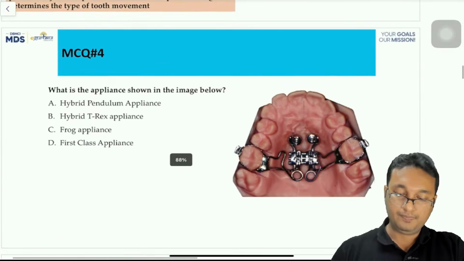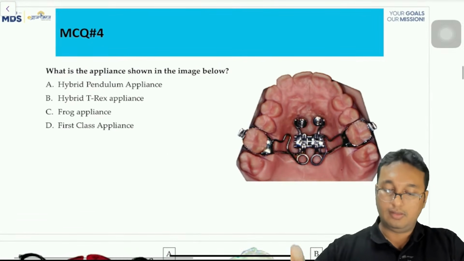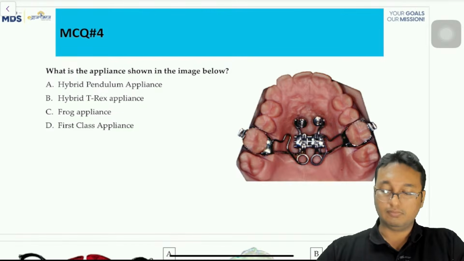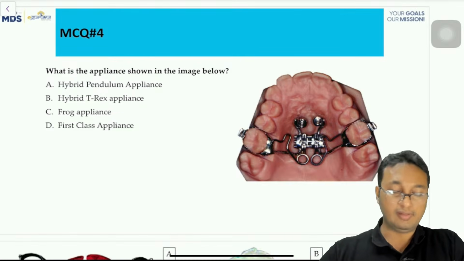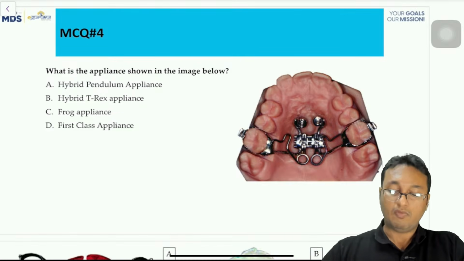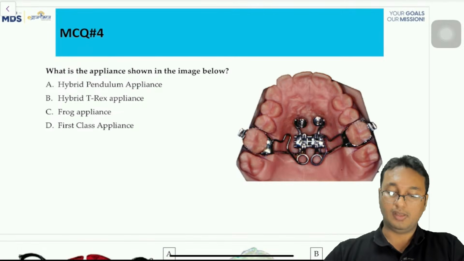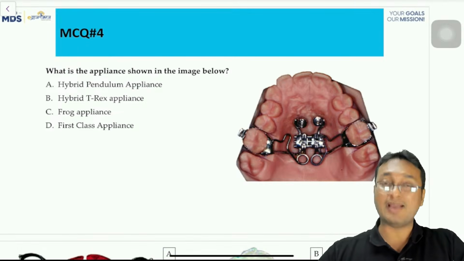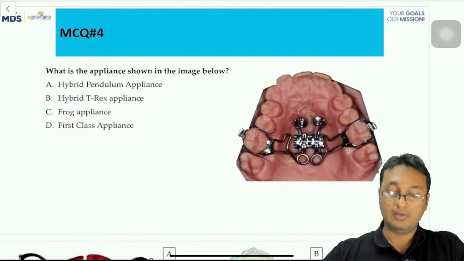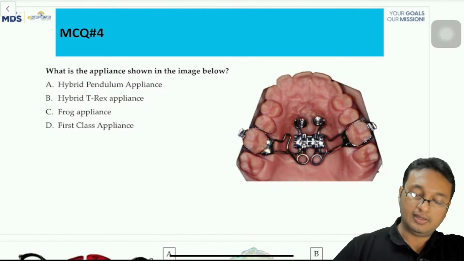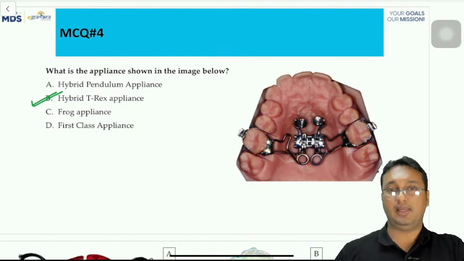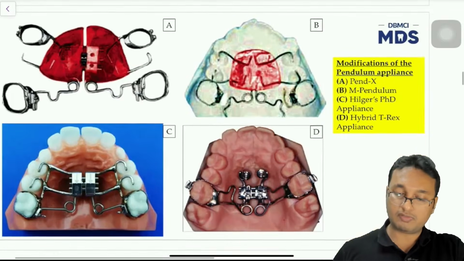All right, an IBQ, and many people have a confusion in this IBQ. What is the appliance shown in the image? Is it a hybrid pendulum? Is it a hybrid T-Rex, frog appliance, or is it a first class appliance? What do you think it is? It is hybrid T-Rex appliance. Let's take a look at each one of them.